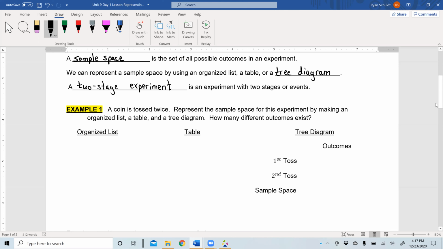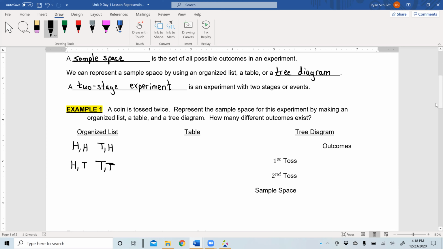So let's think about what could happen if I toss a coin two times. If I toss it, I could get two heads. That's certainly possible. I could get a heads and then get a tails. I could also flip that and get a tails and then a heads. Or I could get two tails. So all we did here is just list out what could happen. We could get heads, heads, heads, tails, tails, heads, or tails, tails. So we did the list.